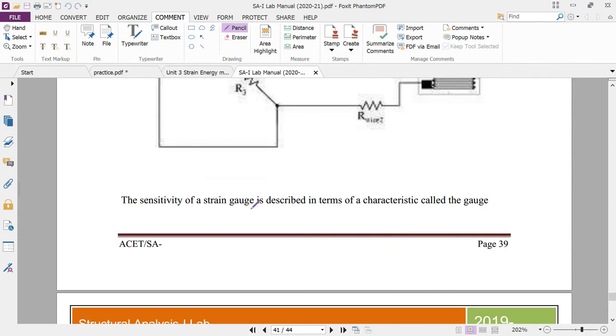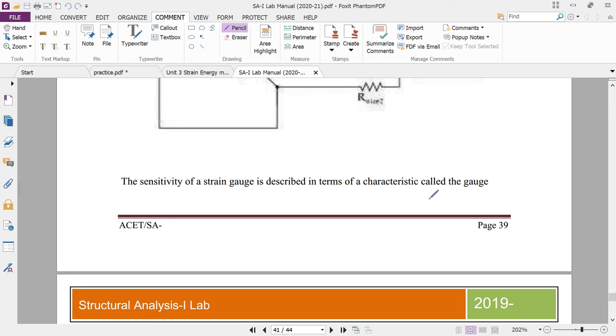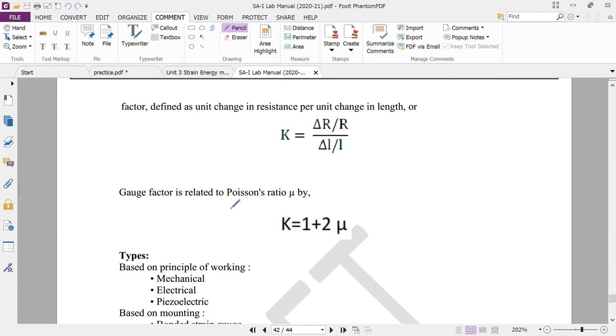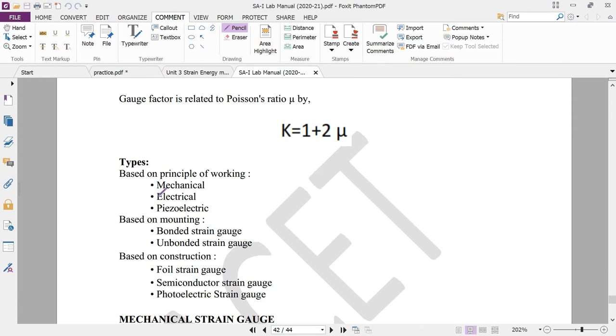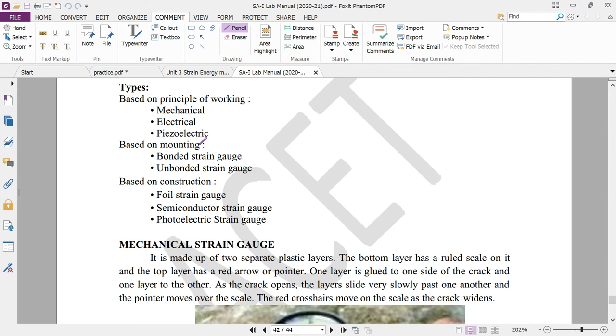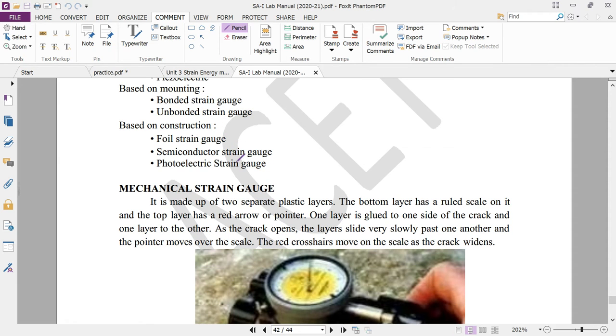The sensitivity of strain gauges is described in terms of a characteristic called the gauge factor. By formula, it is defined as the unit change in resistance per unit change in length: K is equal to (del R by R) divided by (del l by l). The gauge factor is related to Poisson's ratio mu by K equal to 1 plus 2 mu. The types of strain gauges based on principle of working are mechanical, electrical, piezoelectric. Based on mounting: bonded and unbonded strain gauges. Based on construction: foil, semiconductor and photoelectric.